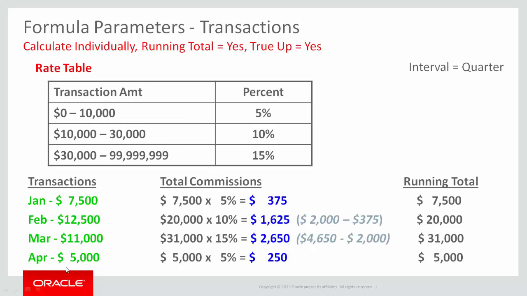Then month 4 is April. Because we're doing an interval equals quarter, we're starting the interval, or the attainment level, from scratch again. And so we take that $5,000 and find that first level, and it's paid at 5%, and that's $250.